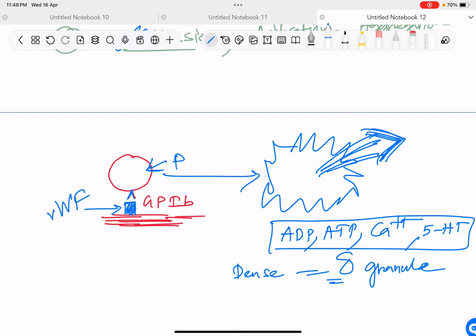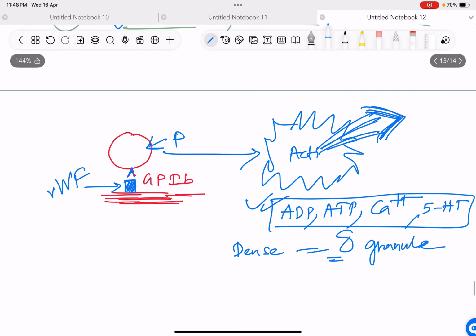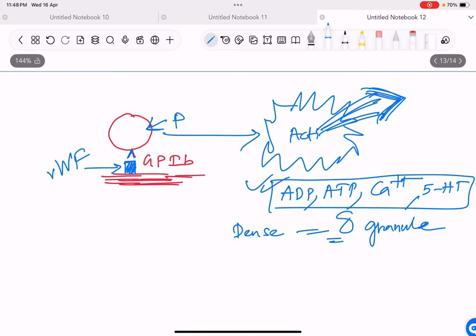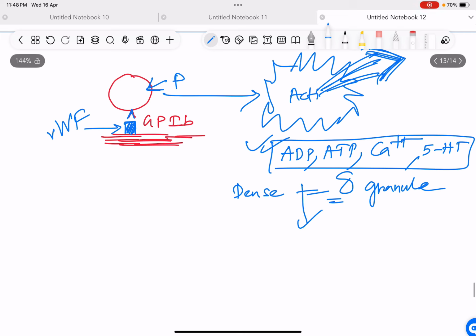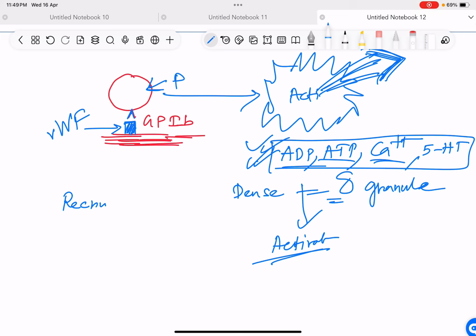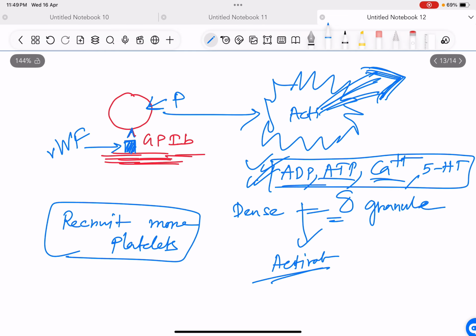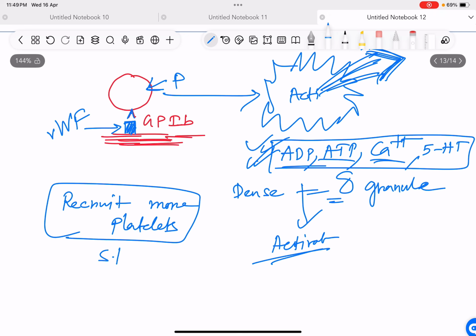So this platelet is bound and activated, and this activated platelet will release these products from its inside, and this will activate further platelets. The purpose of these molecules, ADP, ATP, calcium, is to attract or recruit more platelets. They will recruit more platelets, and these platelets will now become sticky.